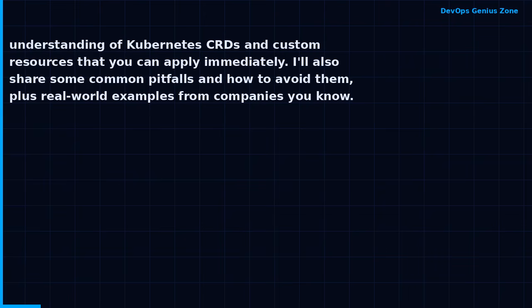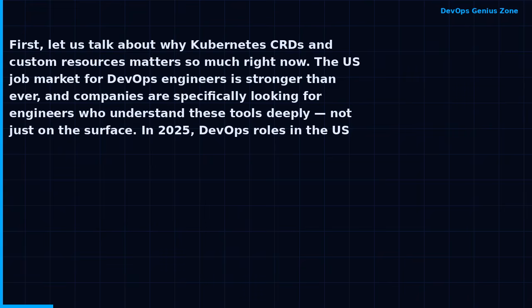The US job market for DevOps engineers is stronger than ever, and companies are specifically looking for engineers who understand these tools deeply, not just on the surface. In 2025, DevOps roles in the US command salaries between $130,000 and $190,000, and that number is only going up. Knowing Kubernetes CRDs and custom resources inside and out can literally change your career trajectory.